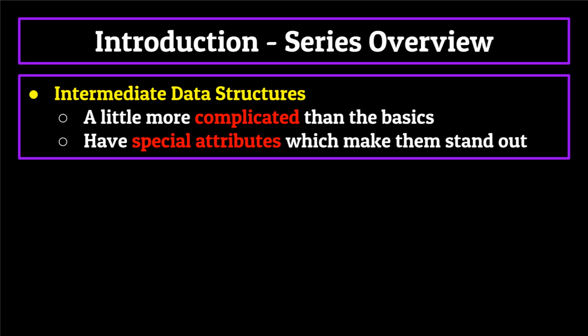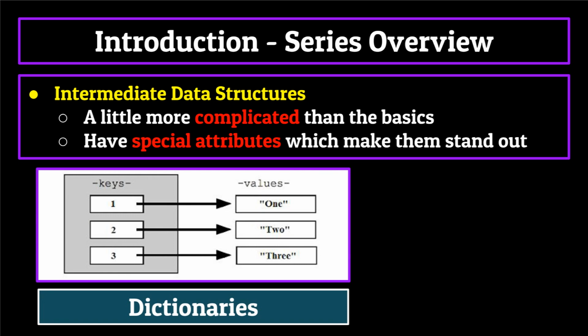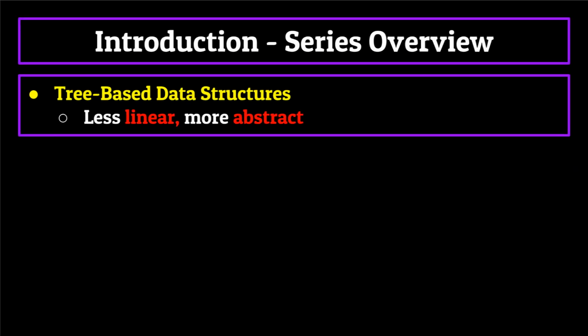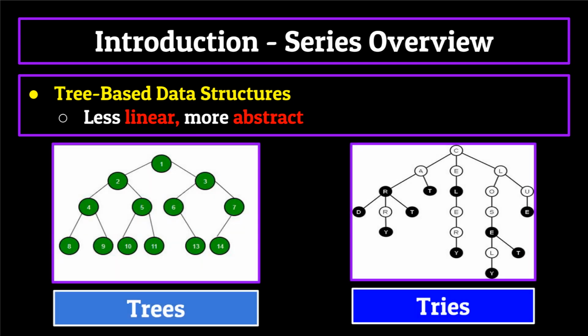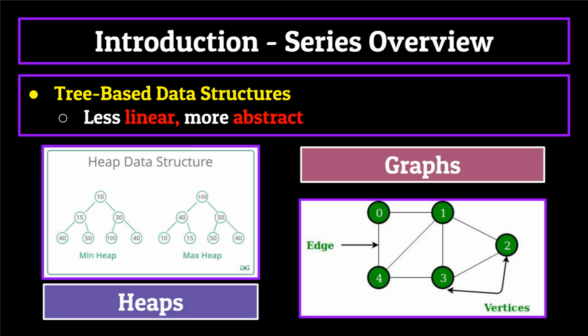Before moving on to the final of our intermediate data structures, the dictionary, which includes a mini lesson on hash tables. Then we'll wrap up the series talking about trees and tree-based data structures, less linear and more abstract data structures, beginning with the tree itself. We'll then move on to tries, a very useful data structure used for a lot of word processing algorithms, and finally end off the series with a discussion on heaps and graphs.